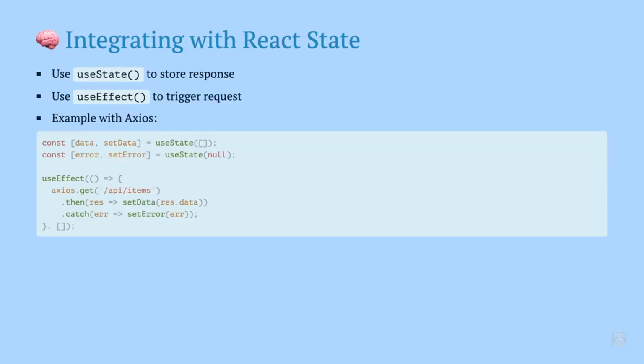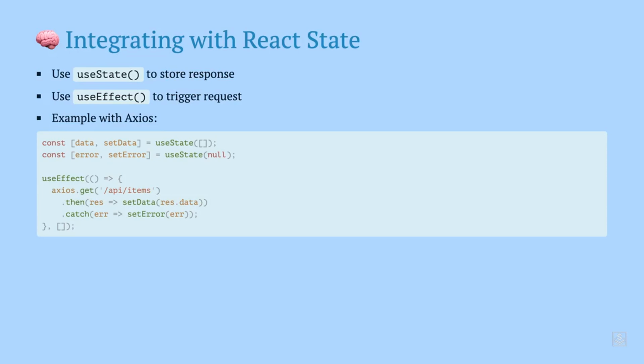To use Axios or fetch effectively in React, integrate them with state and lifecycle hooks. Use useState to store the response and any errors. const [data, setData] = useState(); const [error, setError] = useState(null).